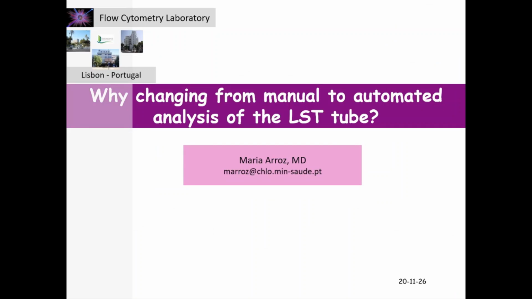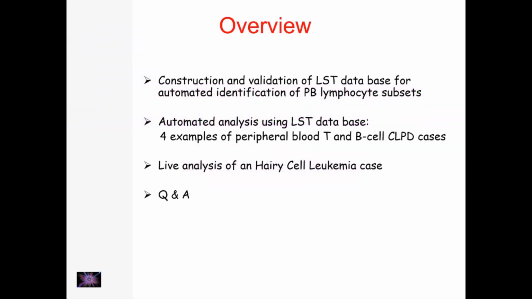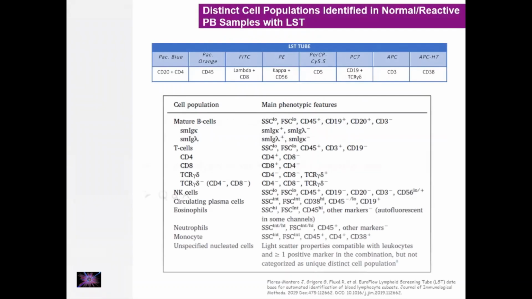I'm here welcoming you all to this webinar about why changing from manual to automated analysis of the LST tube. I will start by describing the construction and validation of the LST database for automated identification of peripheral blood lymphocyte subsets. I will then address 4 examples of peripheral blood T and B cell chronic lymphoproliferative disorder cases, followed by live analysis of a hairy cell leukemia case, and I will wrap up with questions and answers.